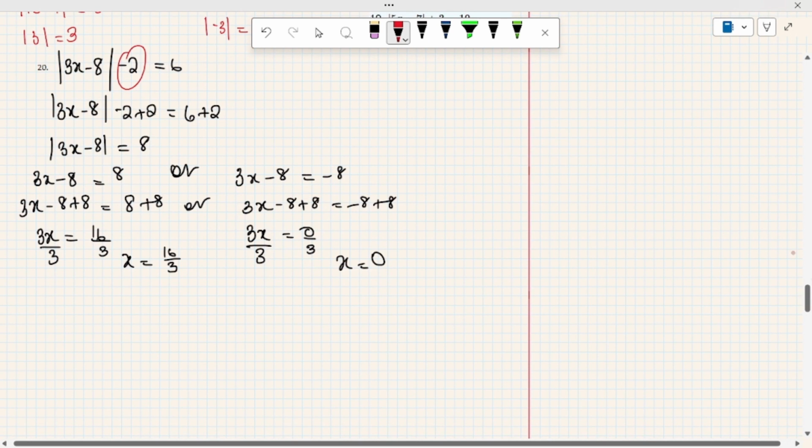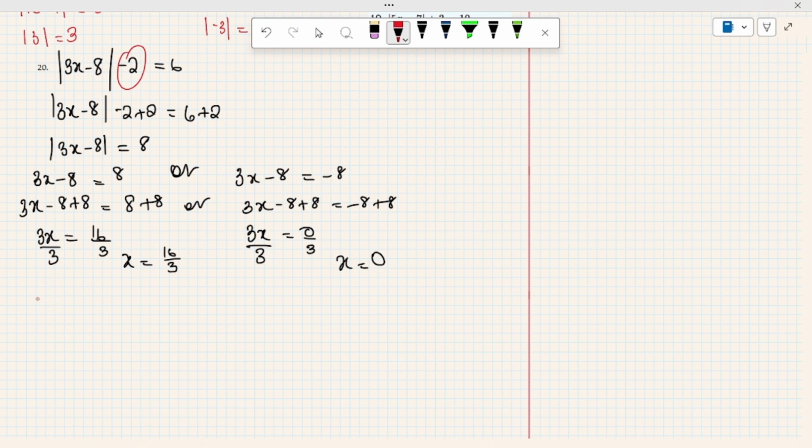We just need to prove it, right? So we were left in the phase of what? So now we said that when the absolute value of 3x minus 8 is equal to 8, if we substitute this value of x, it's going to be 3 times 16 over 3, minus 8, which is equal to 8.